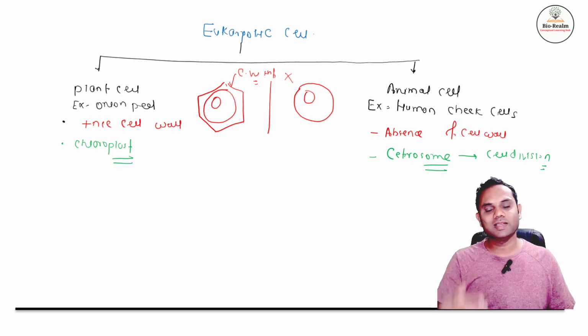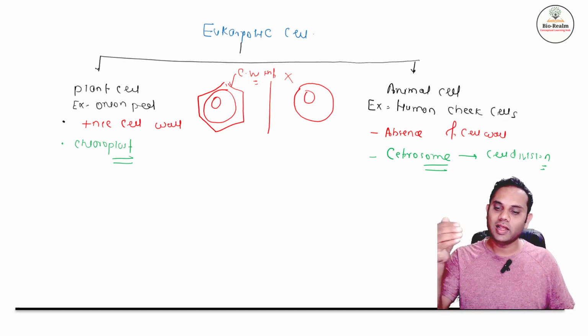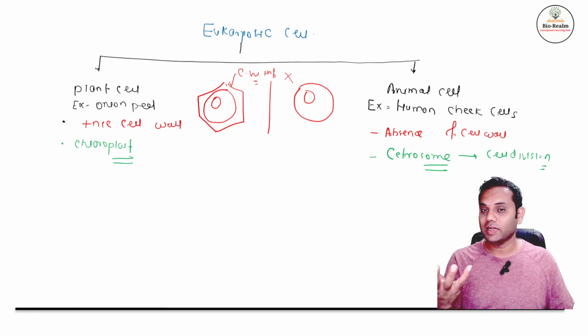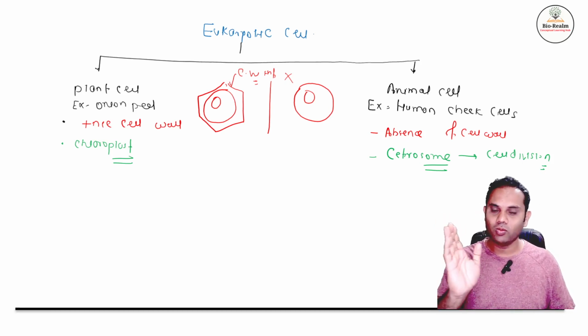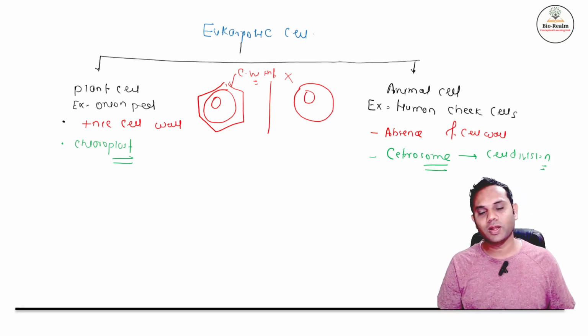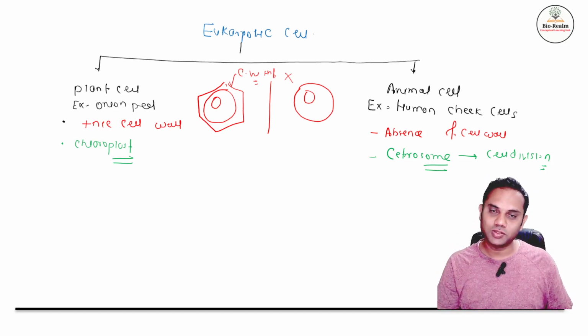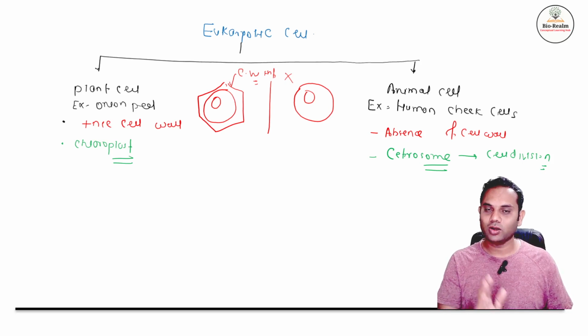The eukaryotic cell is again further divided into plant cell as well as animal cells. In animal cells, cell wall is absent, whereas in plant cells, cell wall is present. Chloroplast is exclusively present in the plant cell, whereas it is absent in the animal cell. Whereas centrosome is present in the animal cell, which helps in cell division. So we talked about the cell, prokaryotic cell, eukaryotic cell, what kind of organelles are present in prokaryotic cell, what kind of organelles are present in eukaryotic cell, and which organelles are absent in prokaryotic cell.